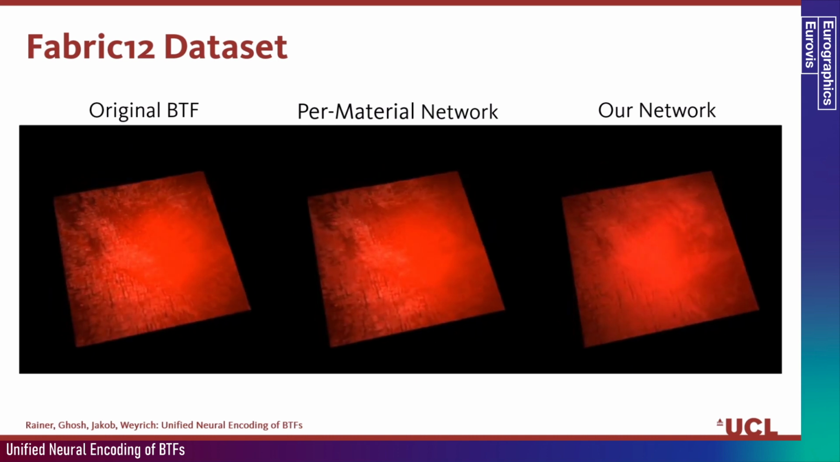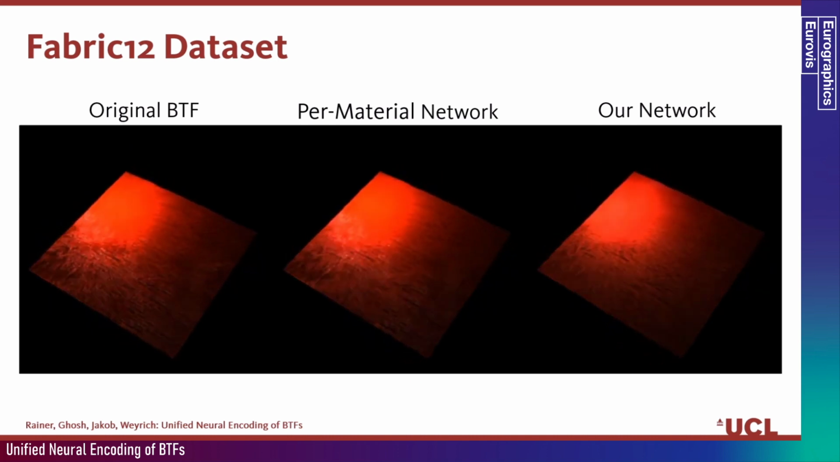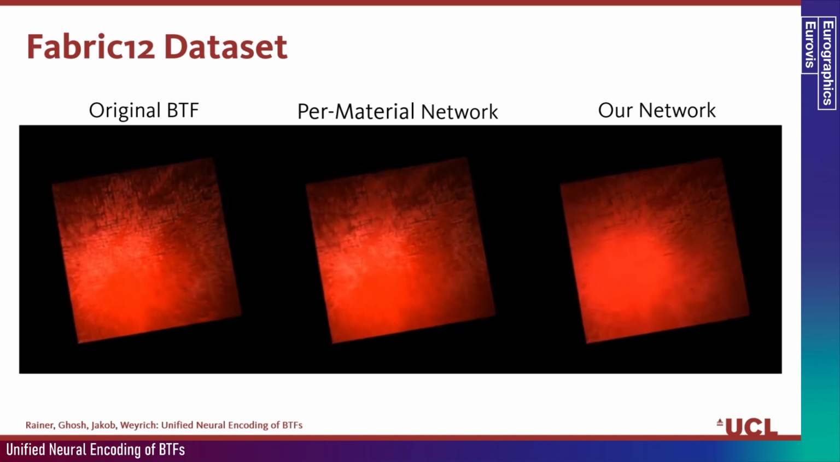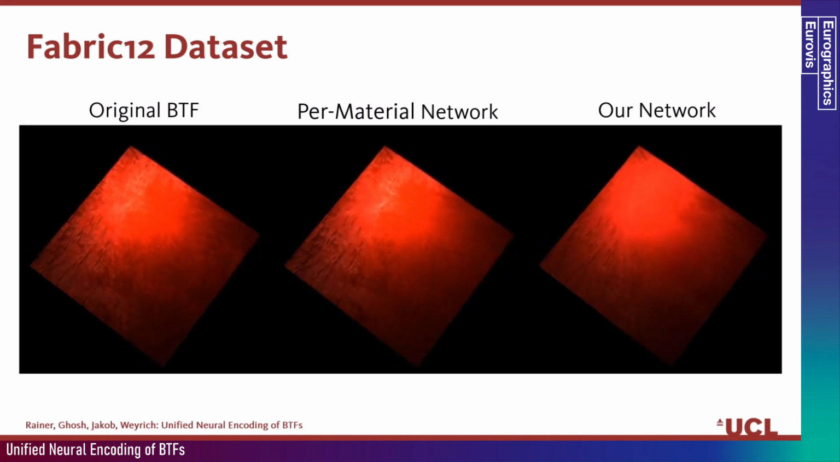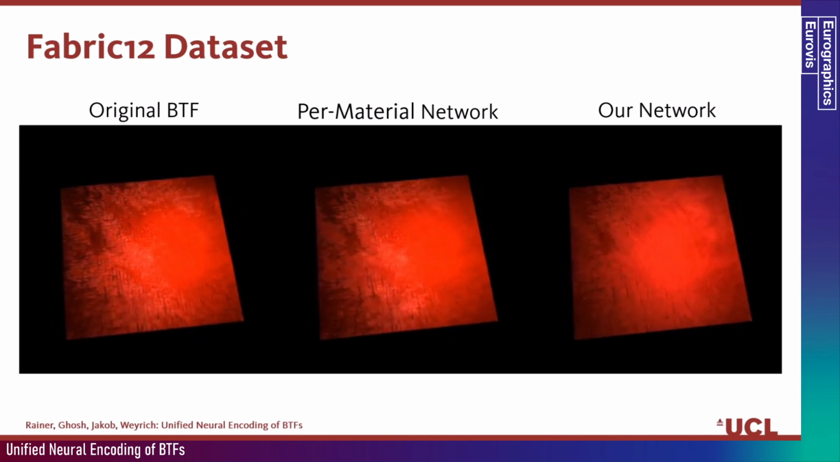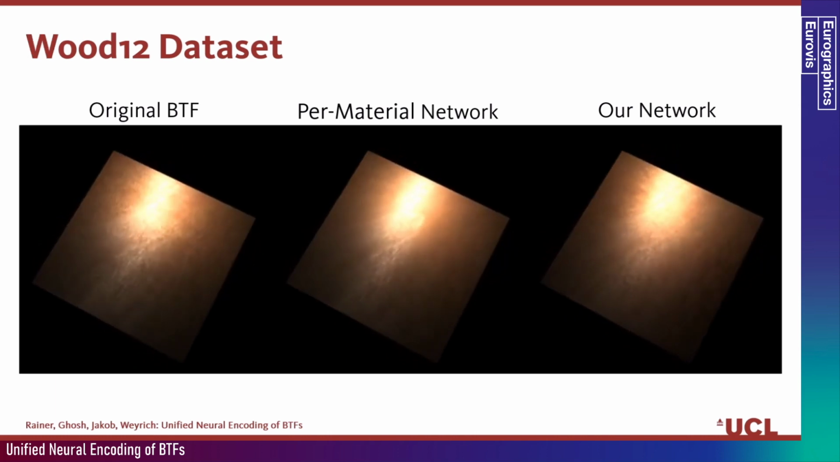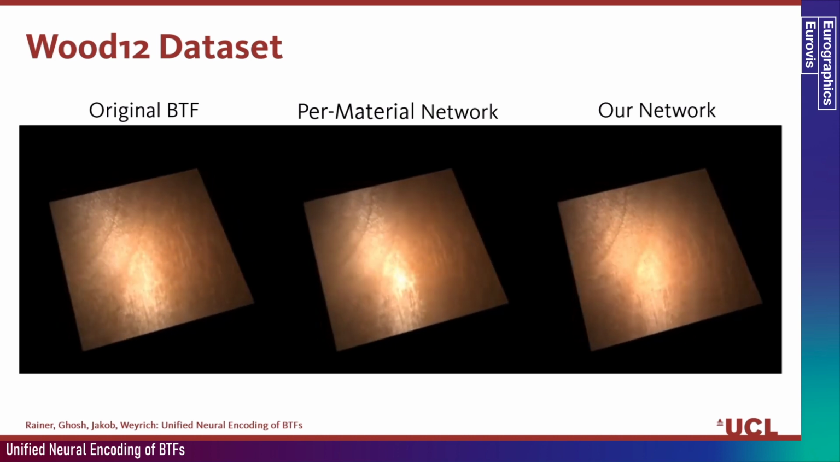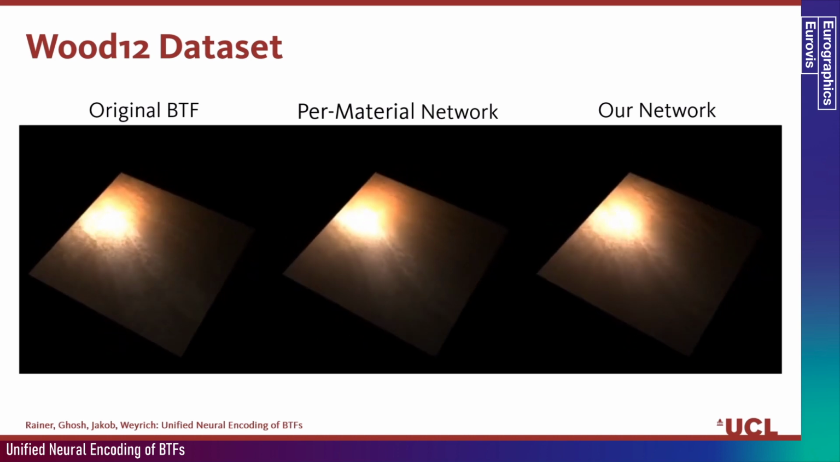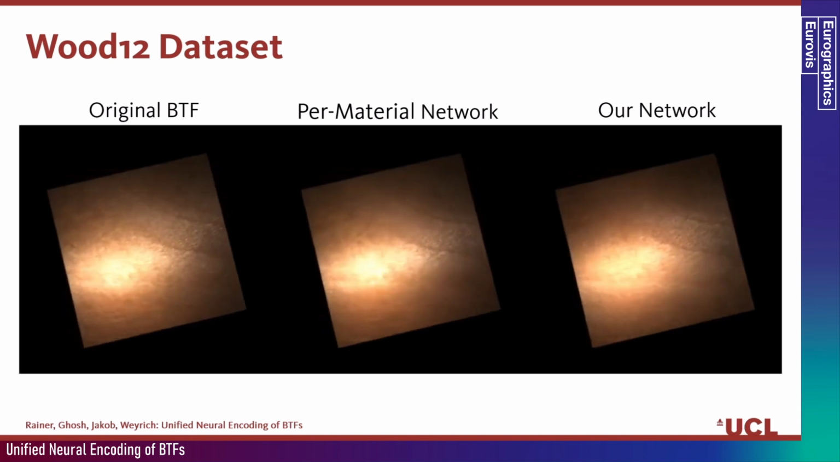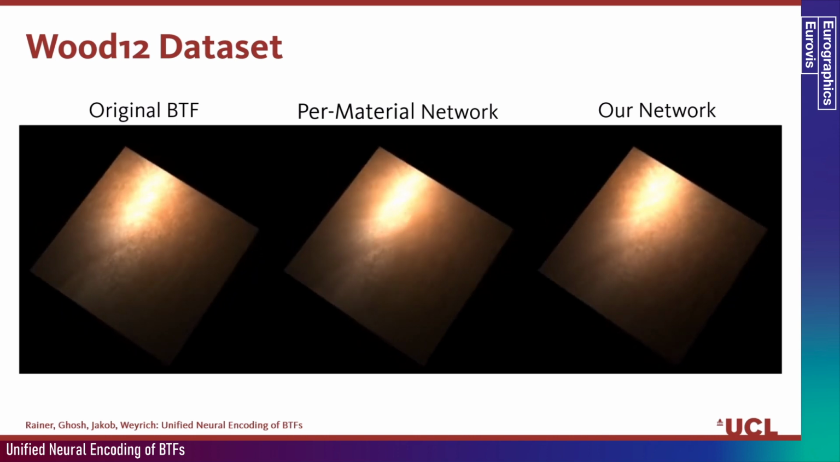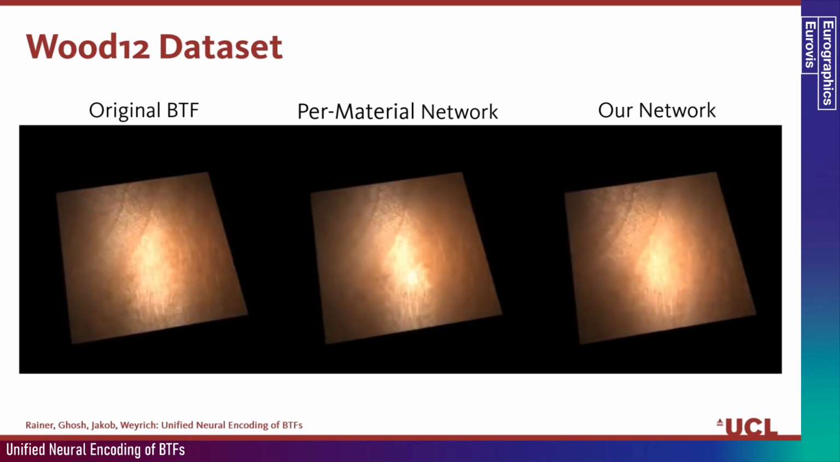This shiny fabric, however, poses more of a challenge for our network as it exhibits a lot of anisotropy and specularity. There are not many examples of satin-like fabrics in the training set. Similarly, the specularity of this wood dataset tends to be slightly more blurred by our network, but overall our visual fidelity is still very high.